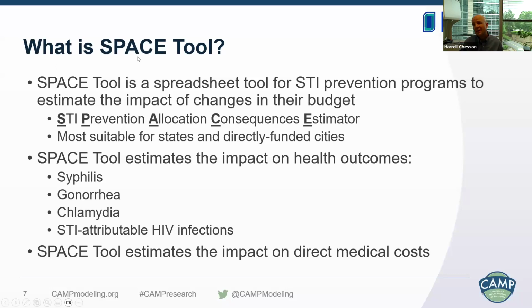SPACE tool estimates the impact of budget changes on syphilis, gonorrhea, chlamydia, as well as the number of HIV infections that are attributable to these three STDs. When there is a budget increase, SPACE tool estimates the number of infections averted and the medical costs that are saved. When there's a budget decrease, SPACE tool estimates the number of additional infections that we'll have and the additional medical costs that would be incurred.